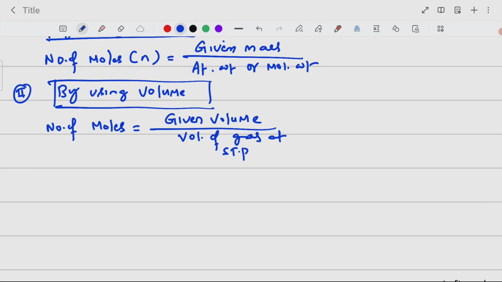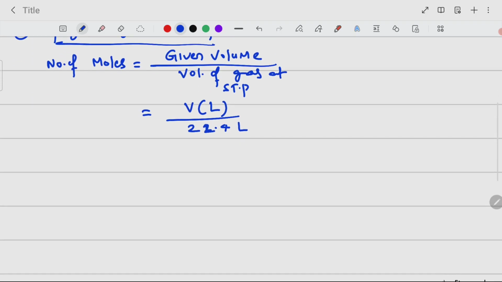Further, STP we know is 0 degrees Celsius and 1 bar pressure. So the volume of any gas at STP conditions is 22.4 liters. If I modify the formula, the given volume we specify in liters. As we know, 1 mole of any gas at STP conditions occupies 22.4 liters. Here I am taking 22.4 liters. So this is another formula, if volume based information is given.